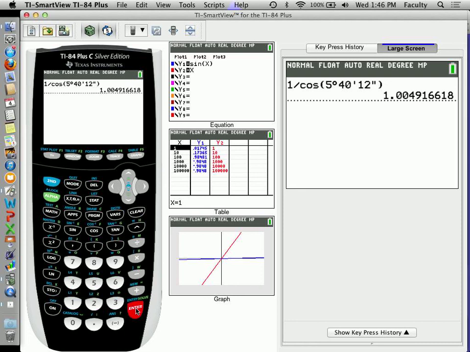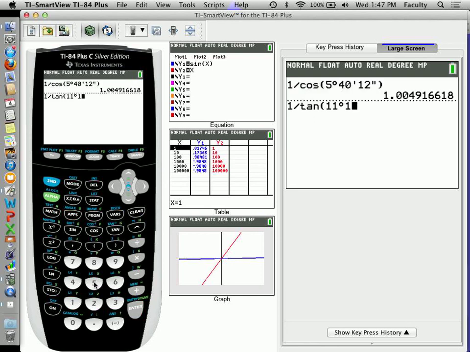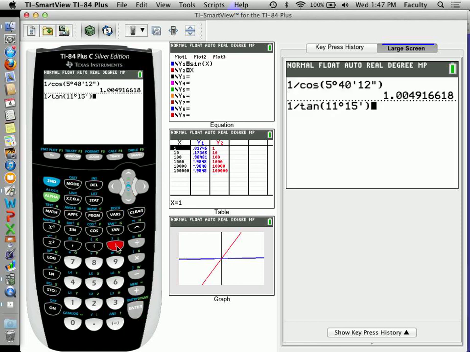And we did that with our programming last year, the quotes. So you should be getting 1.0049. And then let's do cotangent. That would be 1 divided by tangent of 11 degrees, 15 minutes. And I'm getting 5.0273. Now, can you think of any place where somebody might be using degrees, minutes, and seconds?